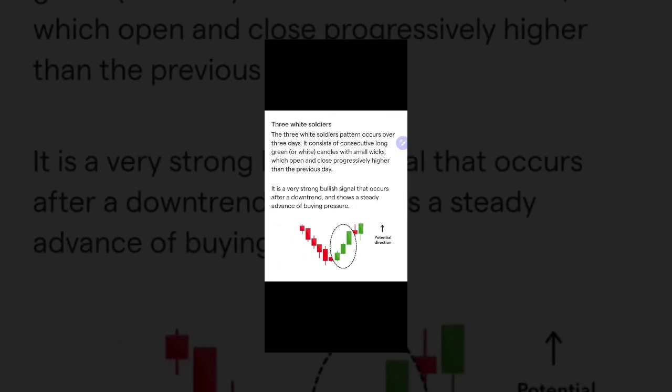All right, so we're going to keep on moving. The three white soldiers that are green. And they go up and up and up and up, and you will follow that pattern. It's pretty obvious at this point when you see this. It's one of the simplest patterns to recognize on a reversal.